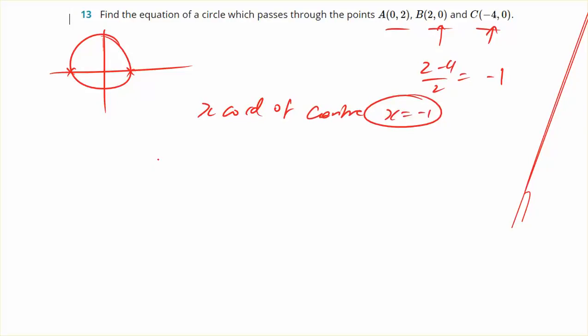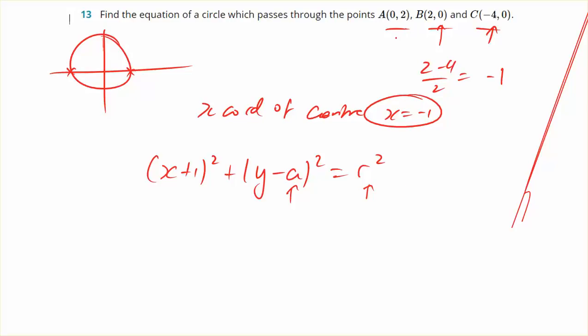Great. I can sub that in because I know the x-coordinate of the center is -1, so when we put it in an equation, that's x plus 1. We don't know the y-coordinate, so I'm going to call that a, and we don't know the radius, so we'll call that r squared. I'm going to use the information given in the question to find my a and r value.